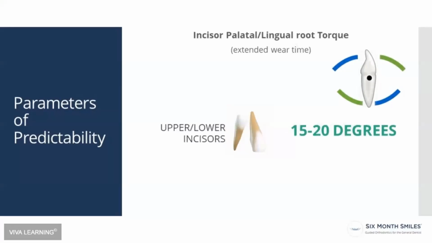Lingual root torques or palatal root torques, when we have retroclined incisors, we're looking at 15 to 20 degrees. Please note, this is not proclination. This is actually the root or the apex moving through the bone palatally or buccally. That's what we have as a predictable movement, 15 to 20 degrees.